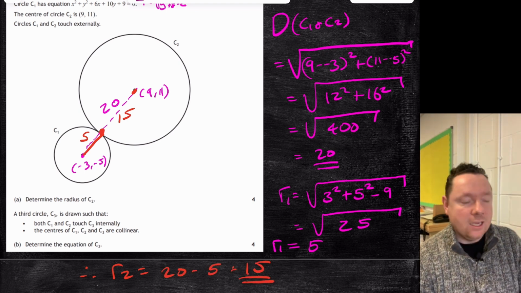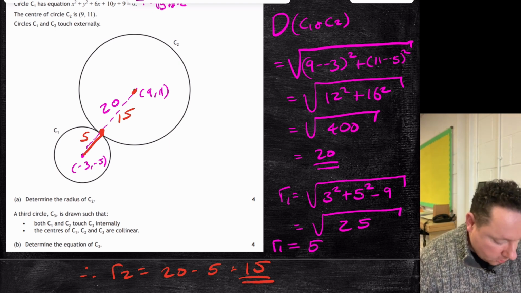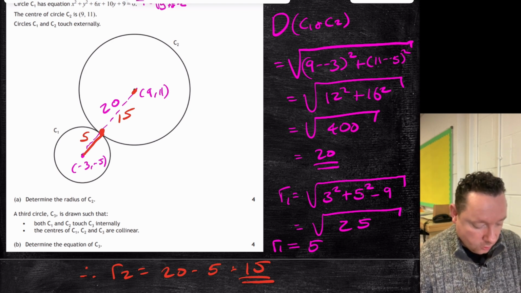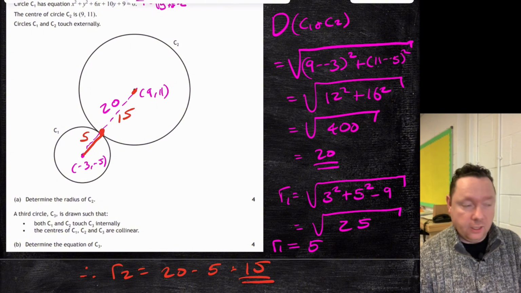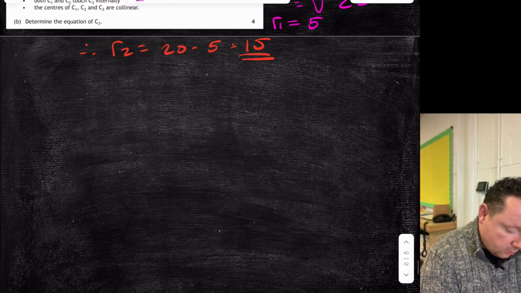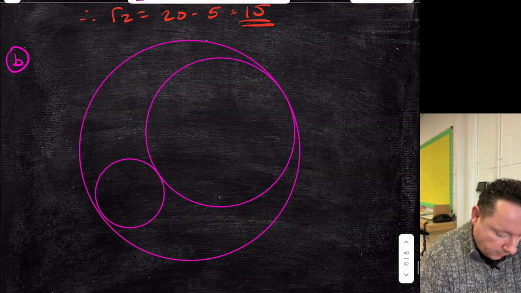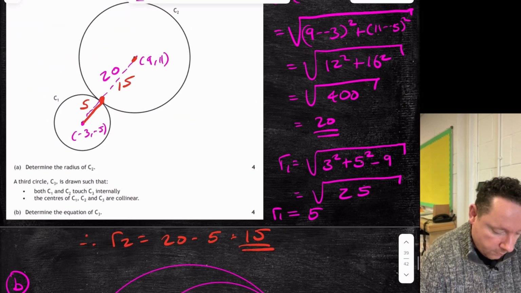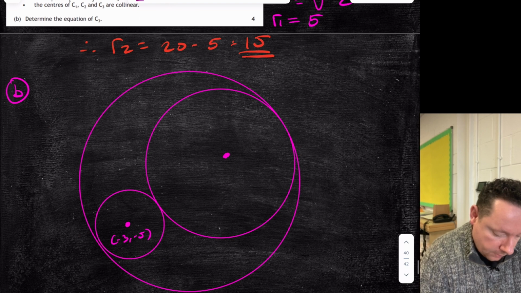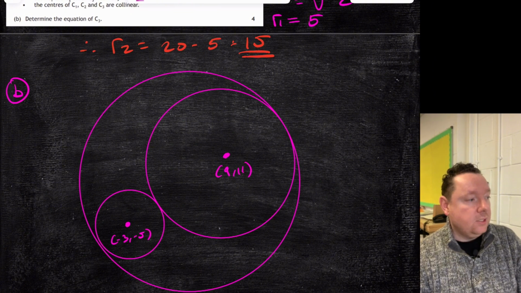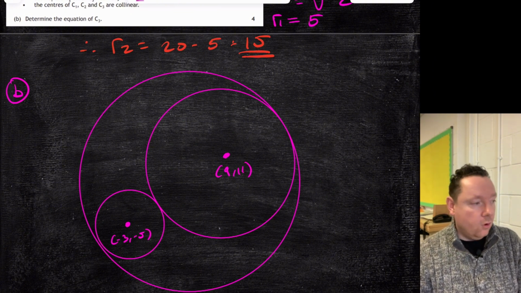And we're done there. So it now says, for part B, a third circle C3 is drawn such that C1 and C2 touch internally with C3, and the centres of C1, C2, C3 are collinear, so they line up in a straight line. And we have to determine the equation of C3. A little sketch to illustrate this will be handy for you. This point here is -3, -5, and we know that the other point is 9, 11 here. And we want to know where the centre of the big circle is, and therefore what its radius is.